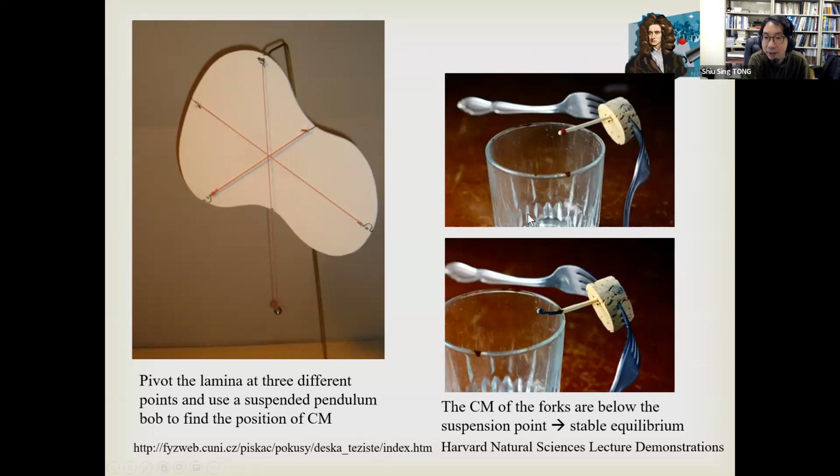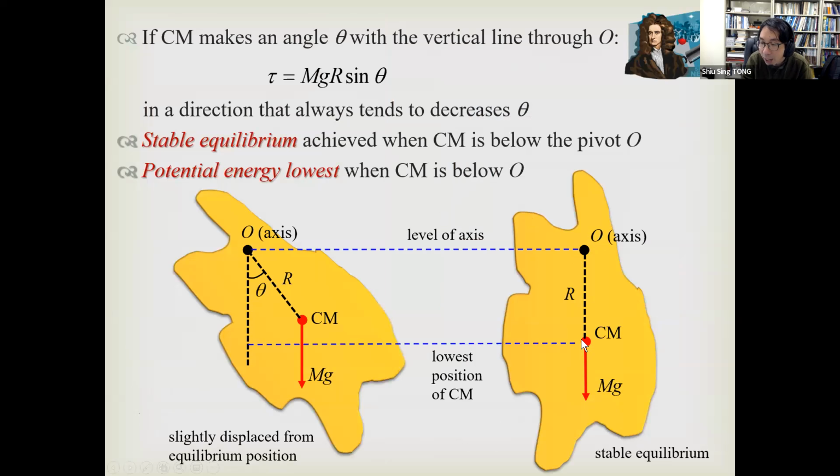So the important thing is that when you suspend a body with a center of mass position below the point of suspension, then you can have a stable, very stable equilibrium. Okay.